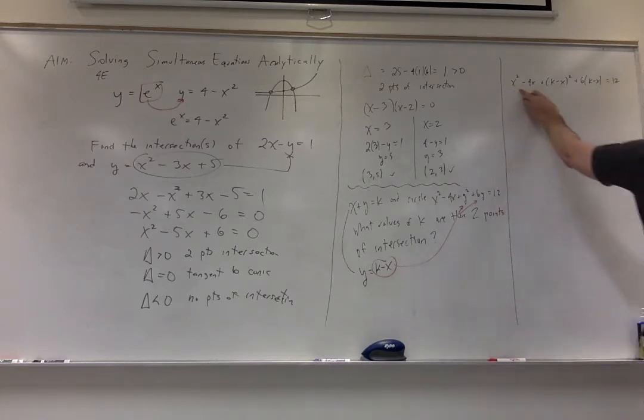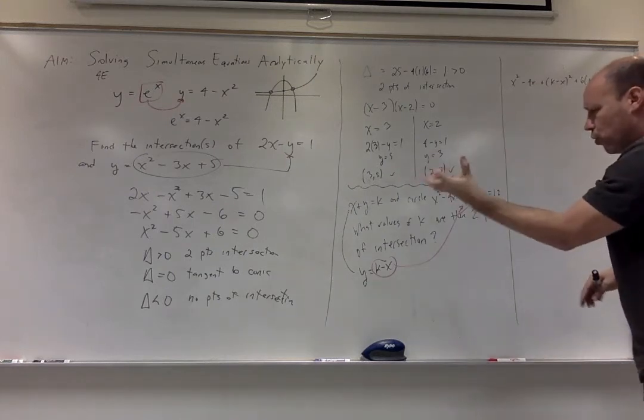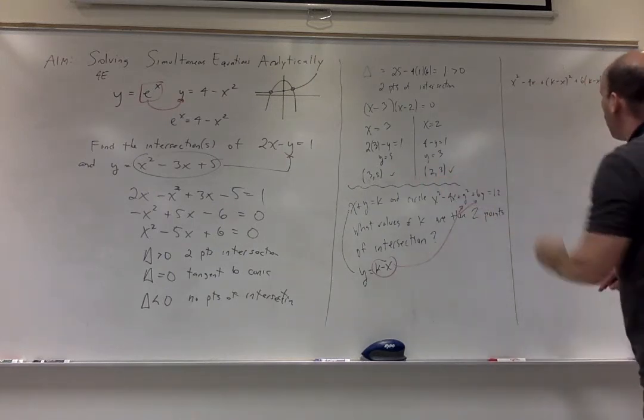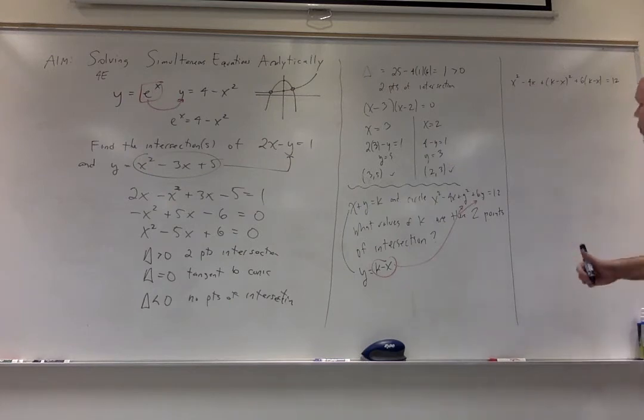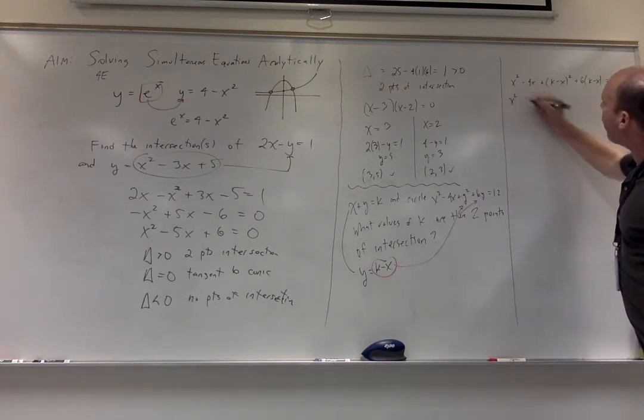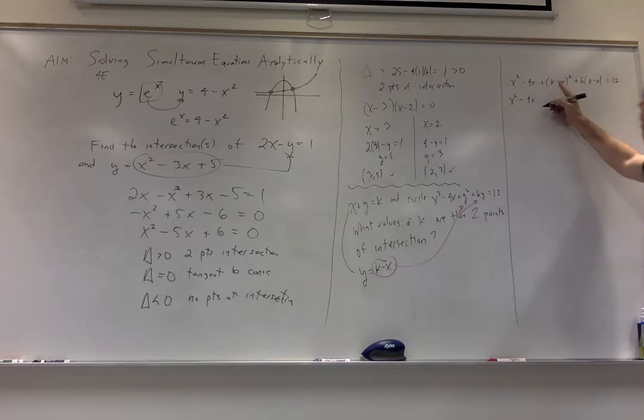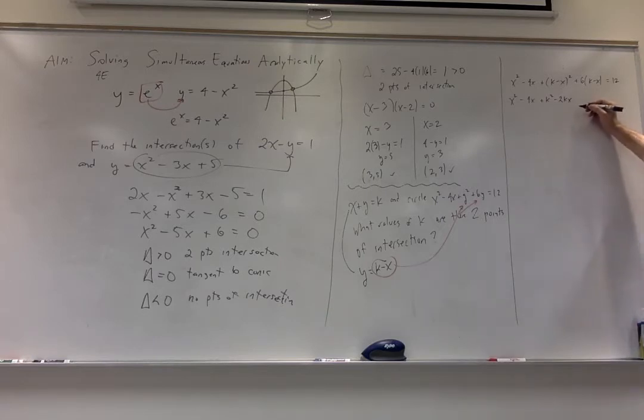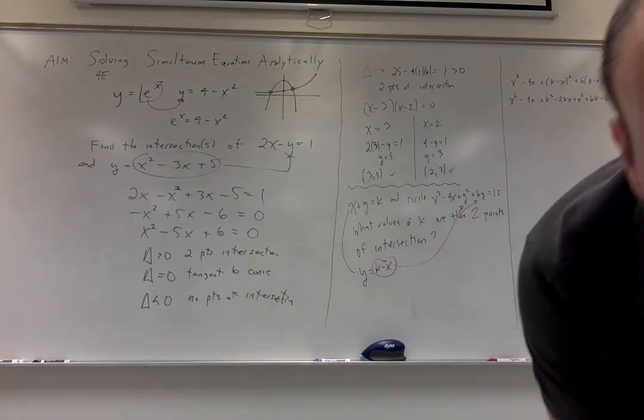I see it's a quadratic with only x's, and I'm looking at my x squared terms, my x terms, and my constant. Let's figure this out. So we have x squared minus 4x, expand this, plus k squared minus 2kx plus x squared plus 6k minus 6x equals 12. Can you see that? Yes.